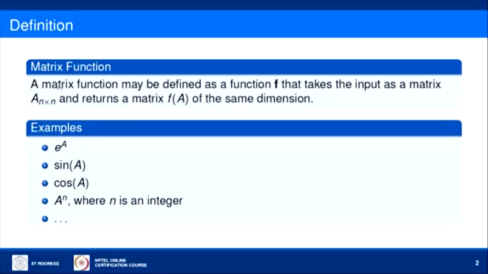A matrix function may be defined as a function f that takes as input a matrix A of order n by n and returns another matrix F of A of the same dimension. We can define various matrix functions, for example, F of A equals e raised to power A, or F of A equals A raised to power n, where n is any integer.